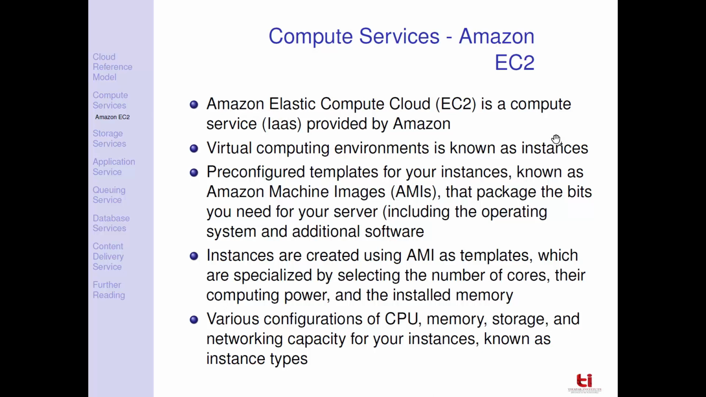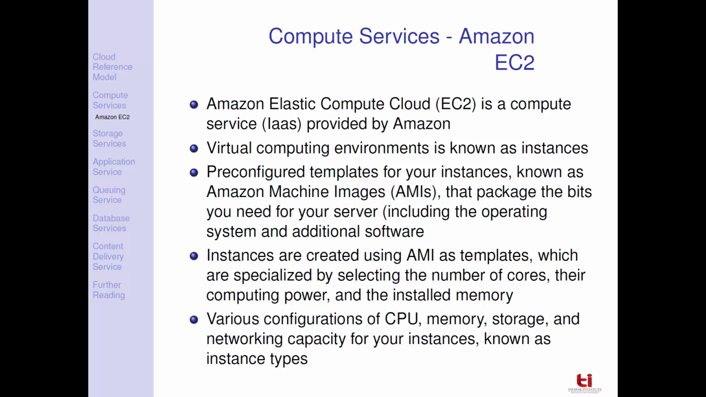So Amazon Elastic Compute Cloud is a compute service, that is infrastructure as a service, which is provided by Amazon. The virtual computing environment is known as the instances. Pre-configured templates for the instances are known as Amazon Machine Images. So what do these Amazon Machine Images do? They package the bits that a user would need for the server. It includes the operating system and the additional software. So basically it is nothing but a template of a virtual machine. Whenever a user wants a virtual machine, they can simply either use that template or create a new one.